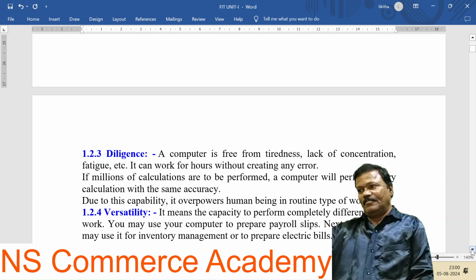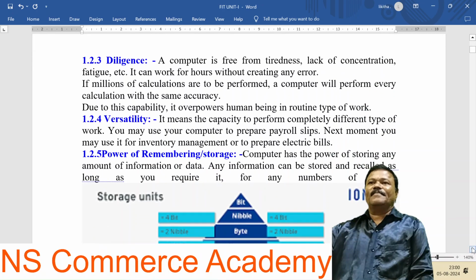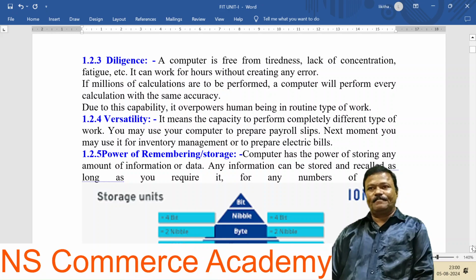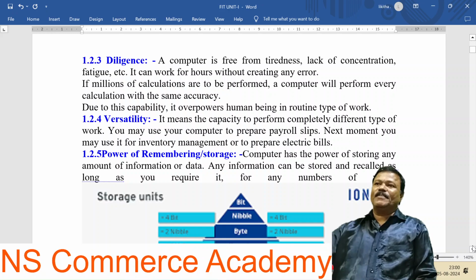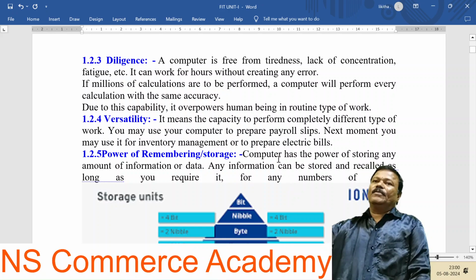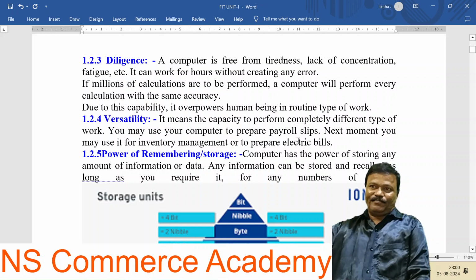And the fourth feature of a computer is versatility. Versatility means the capacity to perform completely different types of work. You may use your computer to prepare payroll slips. The next moment, you may use it for inventory management or to prepare electric bills, etc. So, the computer also has the feature of multitasking.